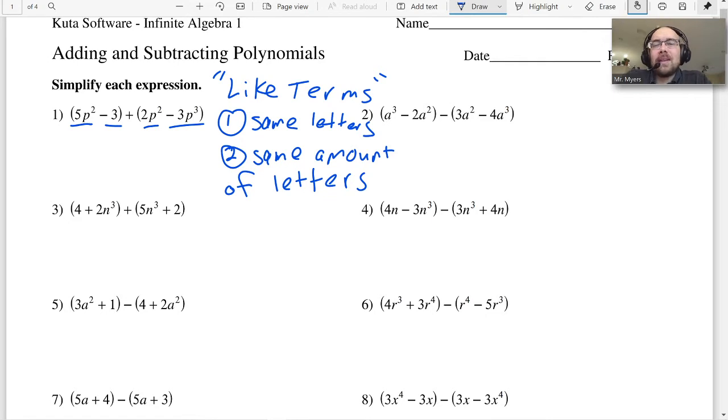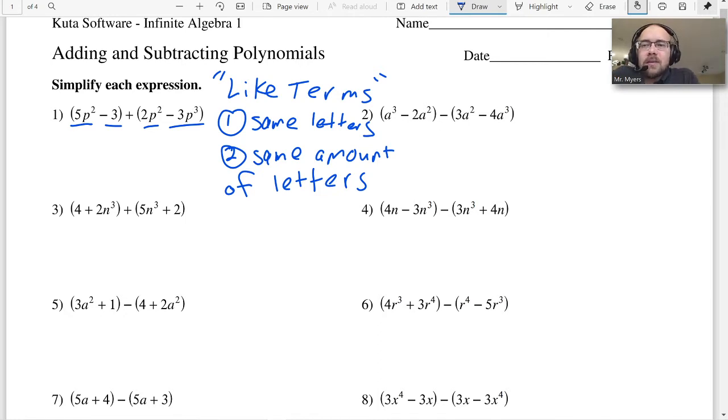Now, of course, if p is equal to a number, then you can add them up because now they're just numbers, so they don't have letters. Number one, same letters: they both don't have any letters. And number two, same amount of letters: they both have zero. So regular numbers, you can put those together because they're like terms as well. But let's go ahead and dive in.